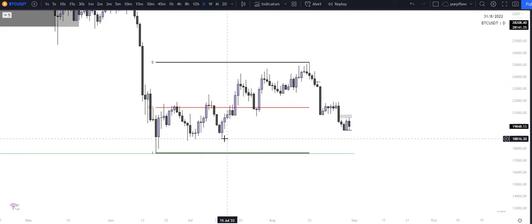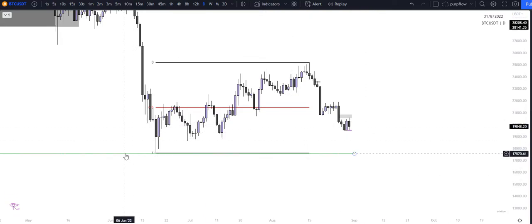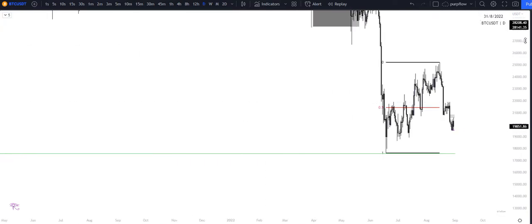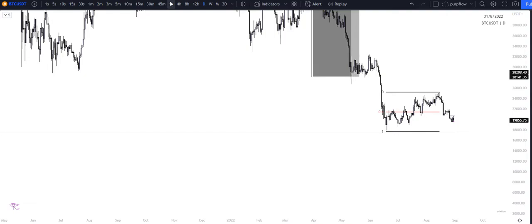We're looking for this low to be held. If it is not held, then I'm looking for the 17.5K liquidity that we have below here. So with that being said, Casper's obviously in a play right now.